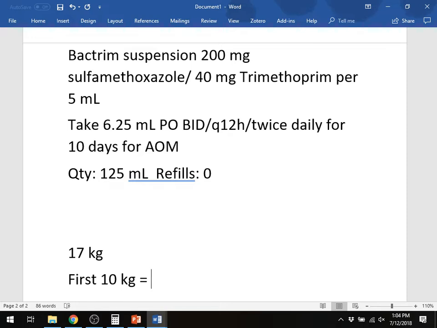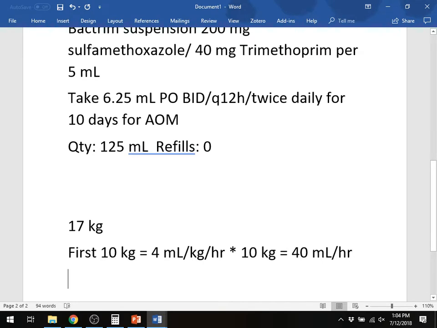Four is 4-2-1, right? So it's going to be 4 mLs per kilogram per hour, times 10 kilograms equals what? 40 mLs per hour, right? So again, we're already at 40 mLs per hour the patient should be receiving.